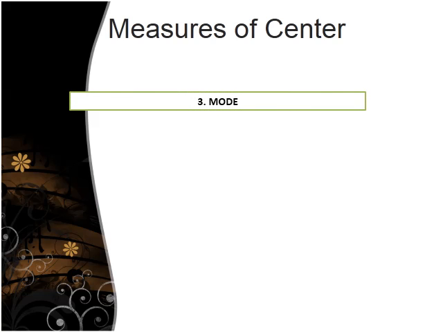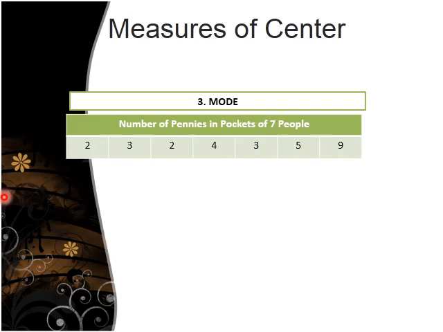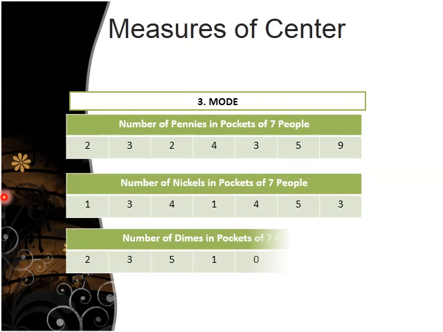What happens if you have more than one number occurring most often? So look at the first data set here. We have 2 that comes up twice and 3 comes up twice, but 4, 5, and 9 only come up once. So the mode is 2 and 3, and this is what we call bimodal.